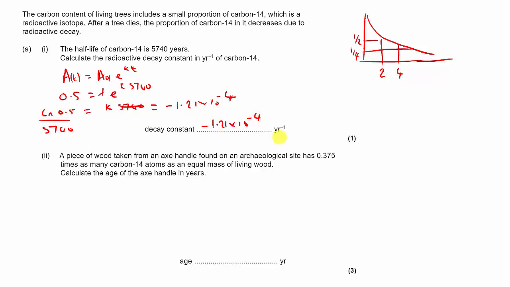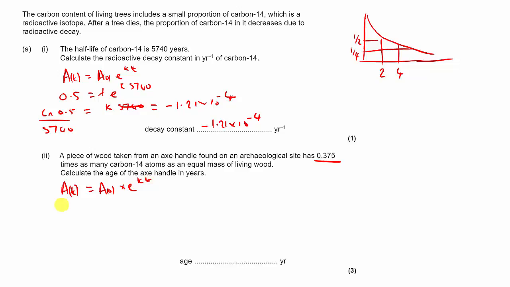Okay, so next it says, a piece of wood taken from an axe handle found at the archaeological site has 0.375 times the amount of carbon-14 an equal mass of living wood would have. Now it says calculate the age in years. So what we're actually being given is A_t, the amount at a given time. A_0 in this case would be 1, times e^(kt), and we have k, so we can find t.